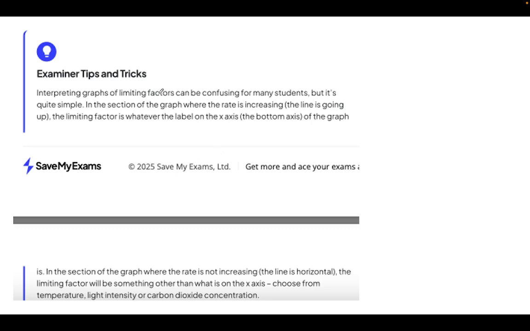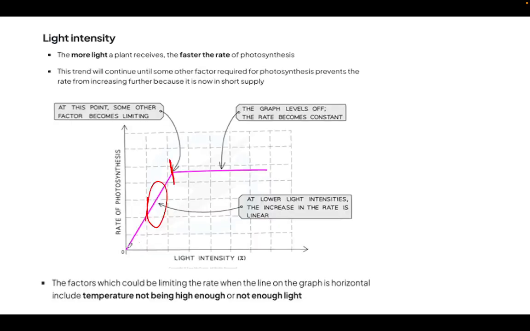Now, interpreting graphs in limiting factors can be so confusing for so many students, but it is quite simple. In the section of the graph where the rate is increasing, the line is going up, the limiting factor is whatever is labeled on X, meaning from here to here, the limiting factor can be whatever is on X, like light intensity. But where it is leveling off, it is no longer this one.